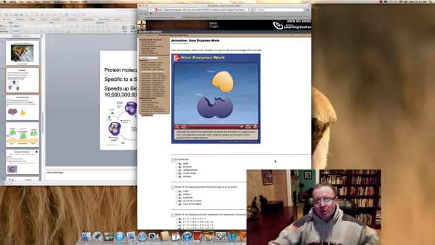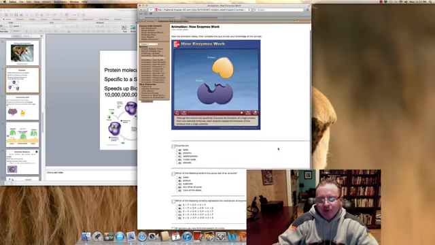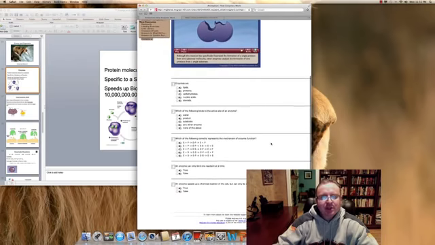All right, so this animation goes through the basic information on how enzymes work, and there's a little practice quiz down at the bottom of this page, so let's take a minute and go through some of these questions. First of all, enzymes are, do we recall what kind of organic molecule they are? Take a second and see if you can remember. All right, enzymes are proteins, so we should mark that one.